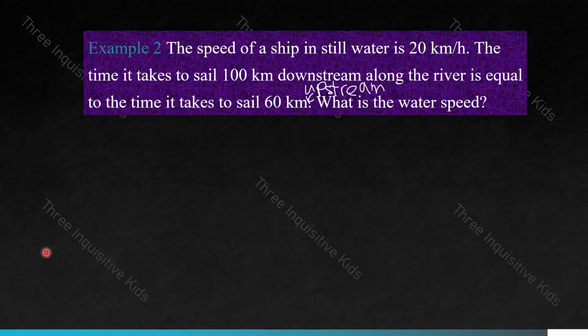So here is your solution. We can first set the water speed as a variable, v kilometers per hour. So this gives us the equation 100 over (20 plus v) is equal to 60 over (20 minus v).